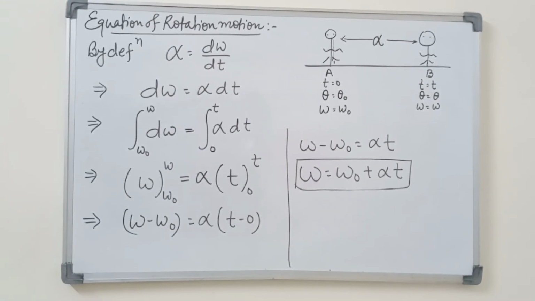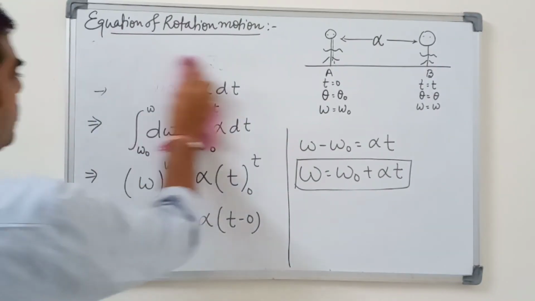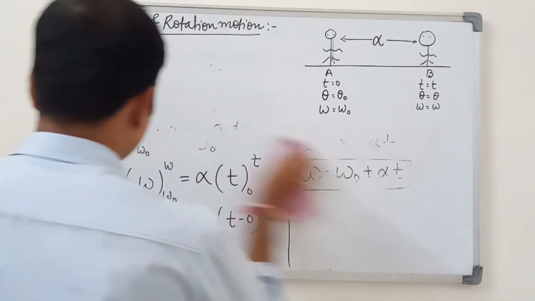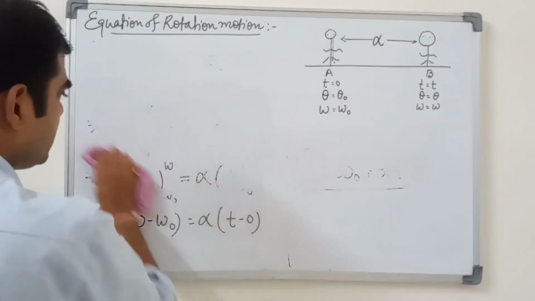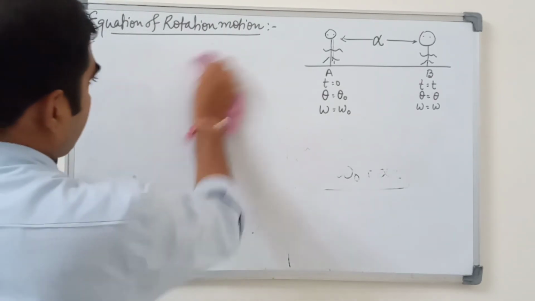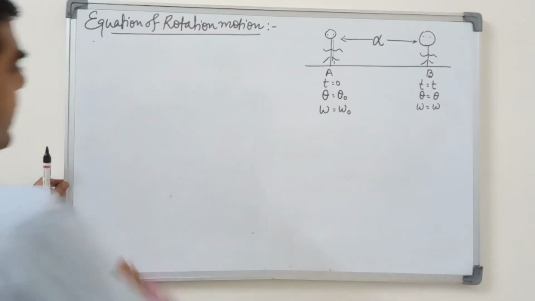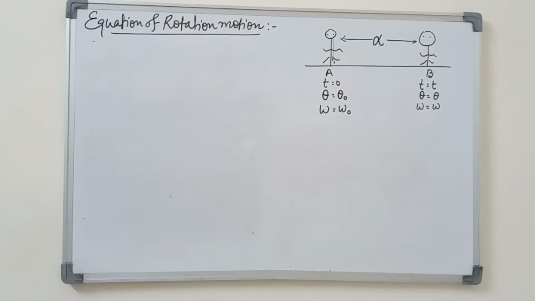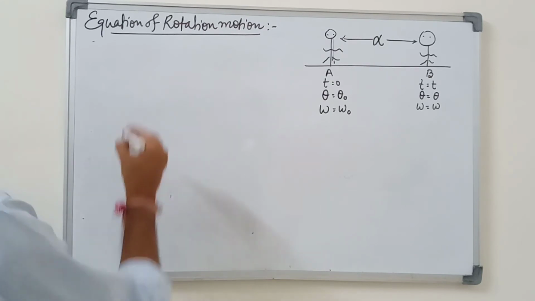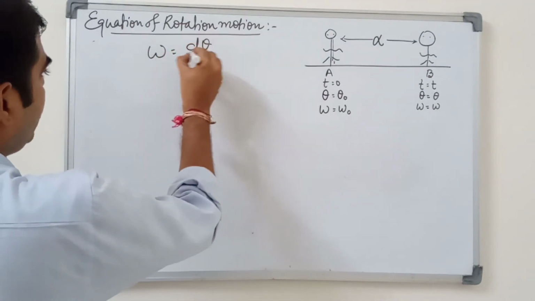Okay, now the second step is again related to the second derivative form. Alpha is the constant. Now angular velocity omega by definition is equal to d theta upon dt.